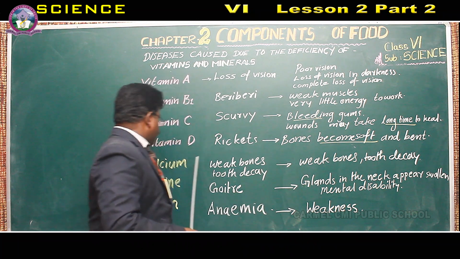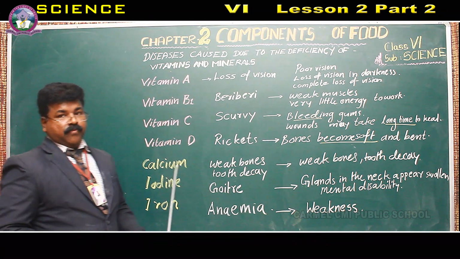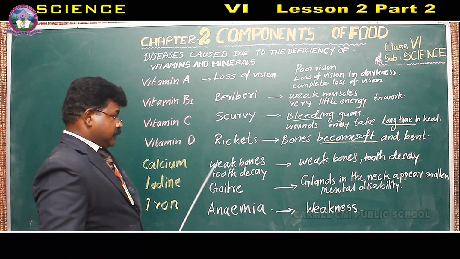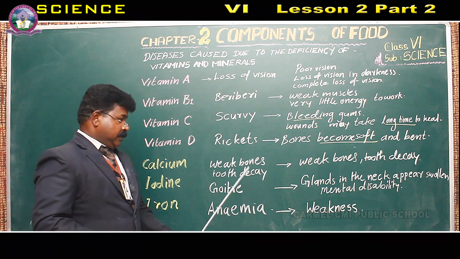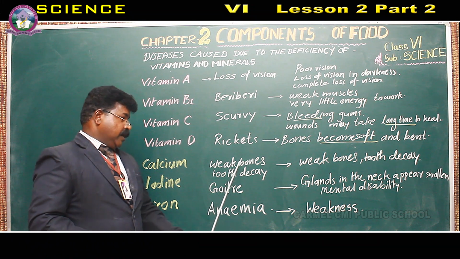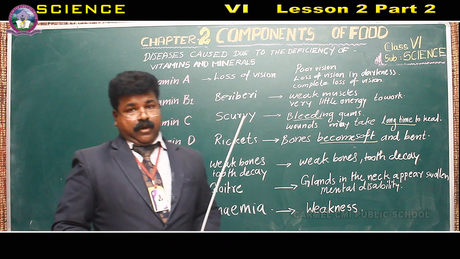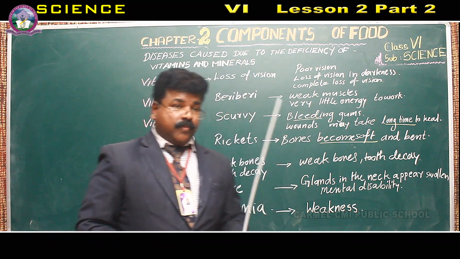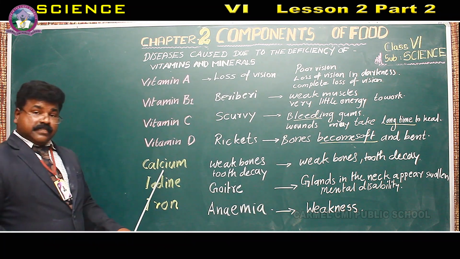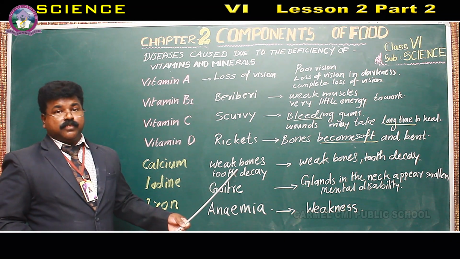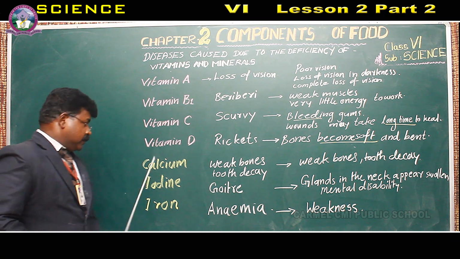Okay, then next one, calcium. It's an example for a mineral. If calcium mineral is deficient in our diet, we may get a situation where the bones become very weak and it also causes tooth decay. Decaying of the tooth will take place in the absence of calcium in our body. At the same time, bones become weaker.